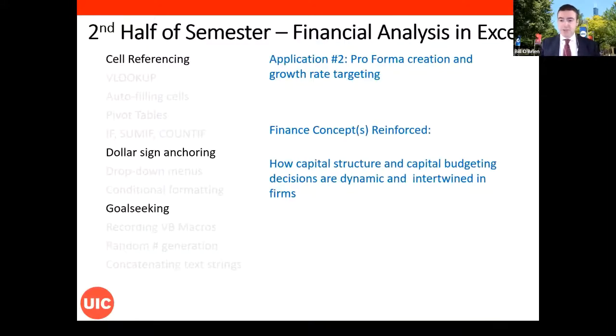So the concept that's reinforced here is that capital structure and capital budgeting are intertwined, right? You may have a plan of growing the company in the next year, but do you have enough debt financing to do it? Do you need to adjust your payout ratio? So by wiring up a pro forma themselves in Excel, they can kind of see those trade-offs.